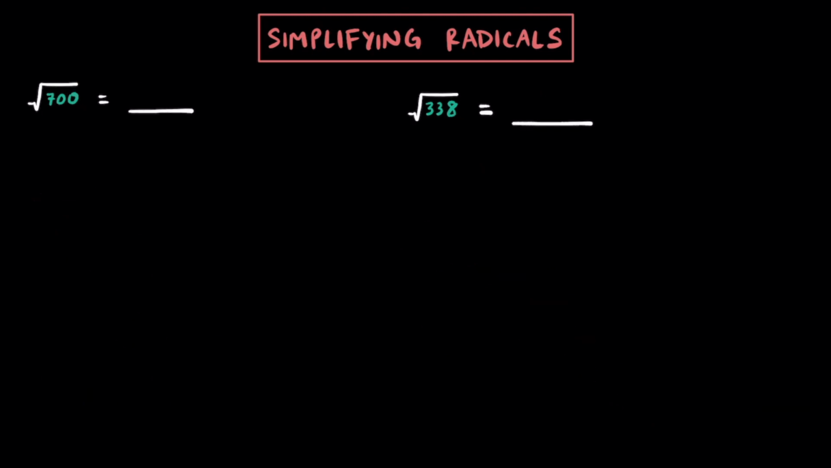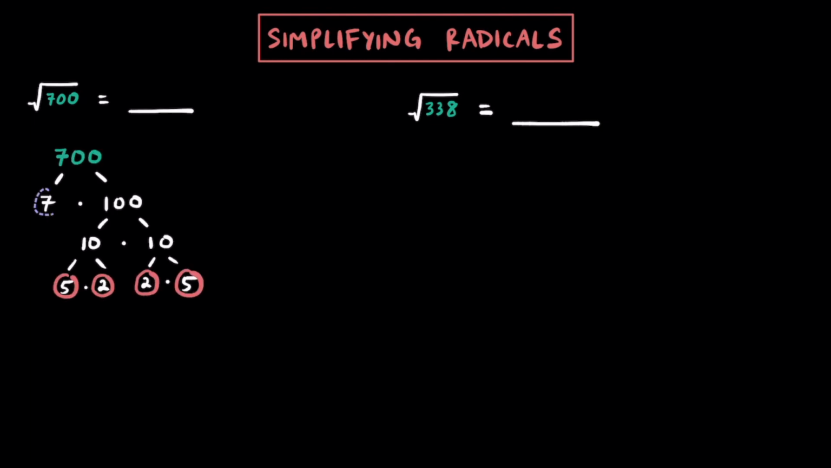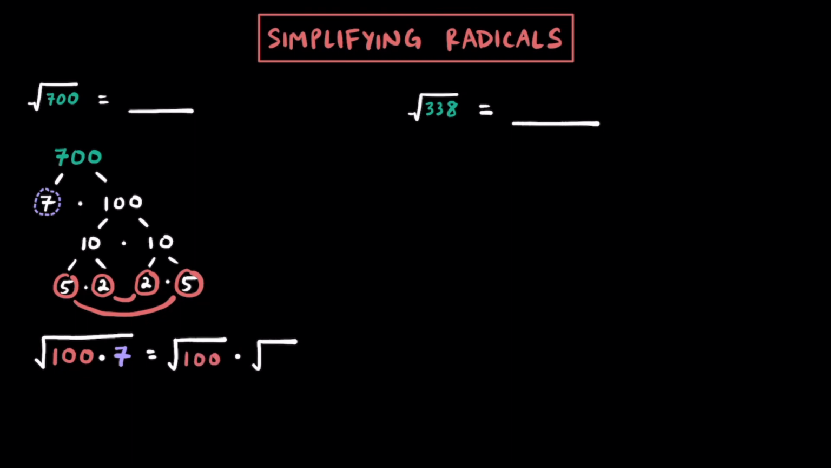700 is going to break down into 5 times 5 times 2 times 2 times 7, and the two 5's pair together to make 25, and the two 2's pair together to make 4, and 25 times 4 is 100, so we have the square root of 100 times the square root of 7. Now 100 is a perfect square, so this can simplify down to 10 root 7.